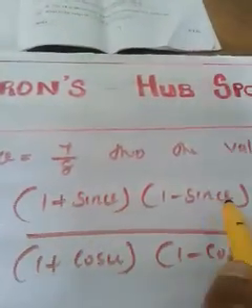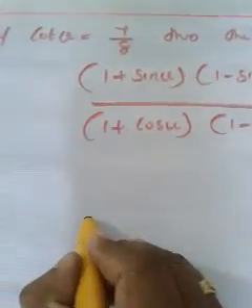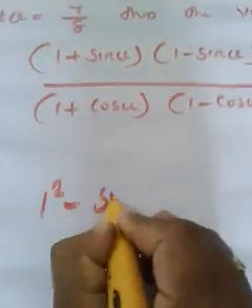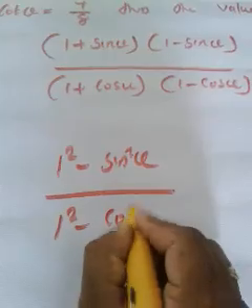What is 1 plus sin theta into 1 minus sin theta? That is in the form a plus b into a minus b. That is nothing but a square minus b square. That is nothing but 1 square minus sin square theta. In the denominator, similarly, a plus b into a minus b. What is that? A square minus b square. Of course, 1 square minus cos square theta.